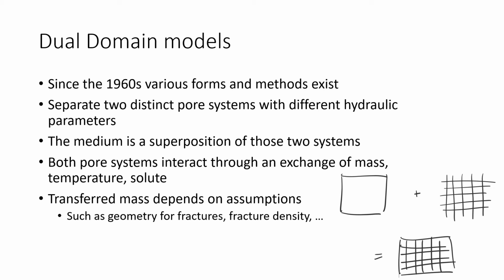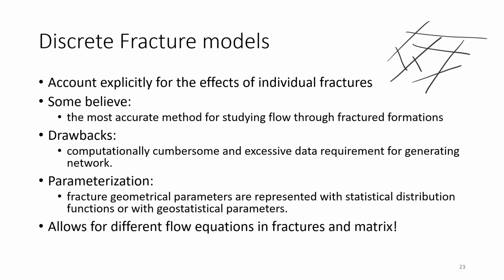Those are processes which you can study with the dual domain model, which you cannot study in the simpler effective porous media model. Discrete fracture models, as I said, usually make sense if you know your fracture network very well, or if you want to study the effect of individual fractures. So you can believe that this is the most accurate method of studying flow through fractured formations. As I said, I don't necessarily share this point of view, but you can take this kind of position. There are arguments for both sides.